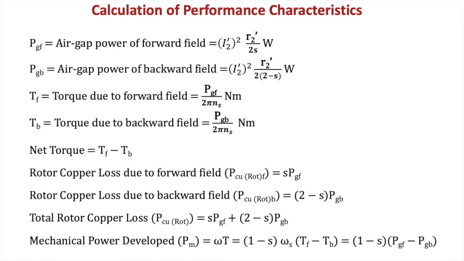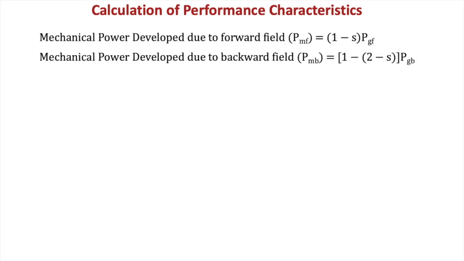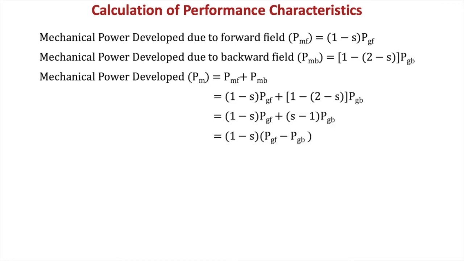So Nr is nothing but 1 minus S into omega S, into the net torque, and in terms of power, dividing by omega, it comes as 1 minus S into the forward air gap power minus the backward air gap power. Now the mechanical power developed can be given as 1 minus S into the air gap power of the forward field. For the backward field, 2 minus S is the slip, so 2 minus S into the air gap power of the backward field. So the net mechanical power developed will be the forward power minus the backward power. Substitute the values and you will come to the equation that we had derived earlier.